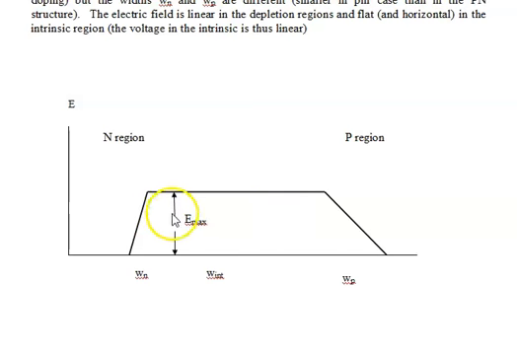Why is the field here constant? Because there are no fixed charges. When I have fixed charges, I have an increasing field. Charge always produces field. In this case, positive over here, which means that the field goes from left to right, and it is indeed positive, and the slope is positive. In the P region, the field decreases and goes back down to 0. These are the quasi-neutral regions in the P region, and this is the quasi-neutral region in the N region.